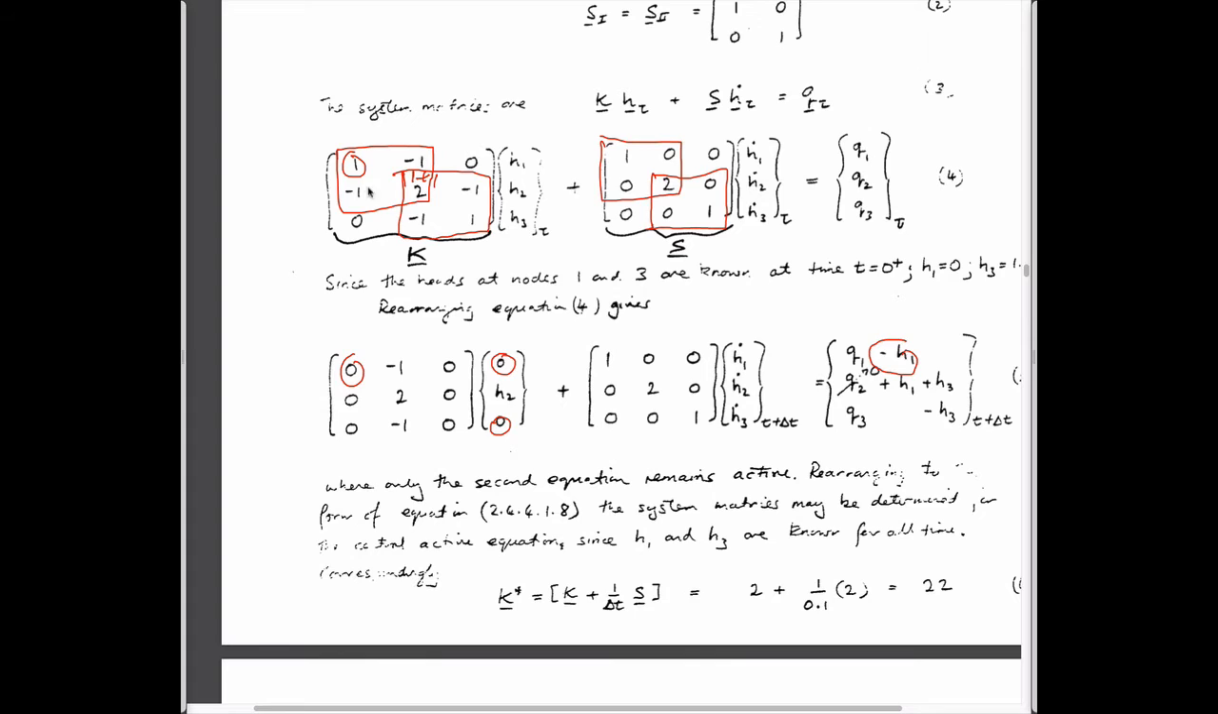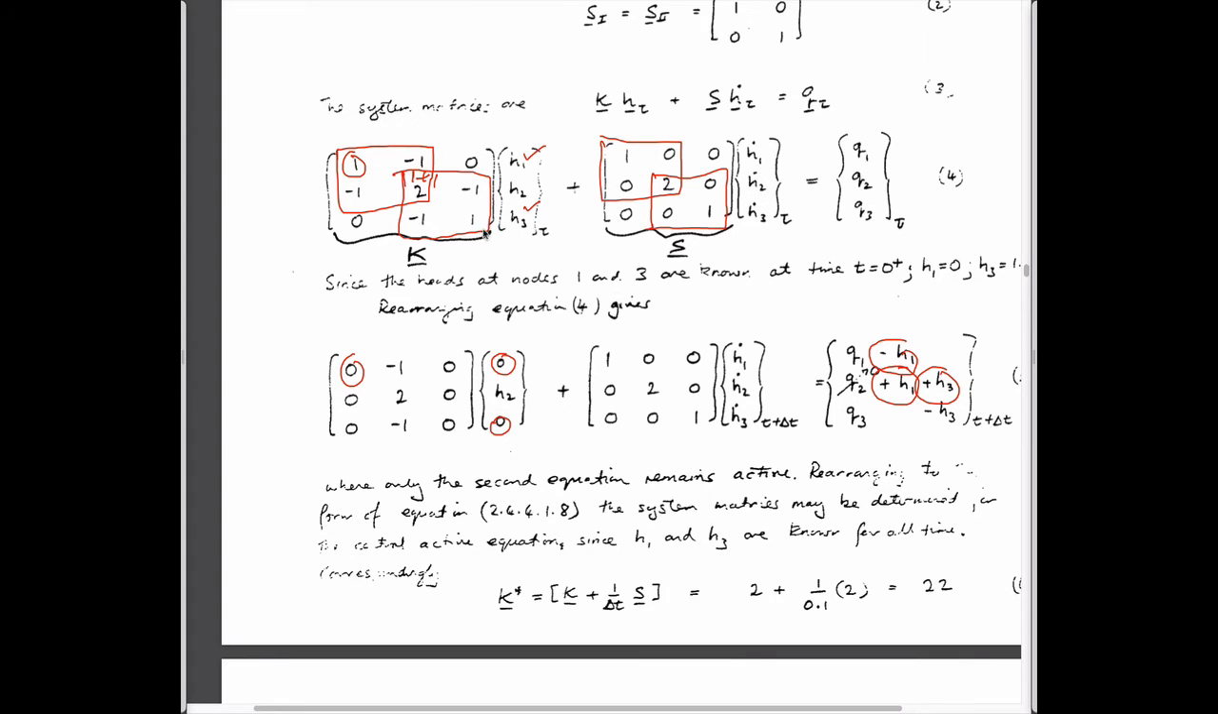H1 times minus 1 gives us minus H1, and if we add H1 to both sides, then we end up with this term here. So we just rearrange for the boundary conditions. We do the same once we've done it for H1, we do it for H3. So H3 times minus 1 is minus H3. Add plus H3 to both sides, you get rid of this term, and you end up with this.